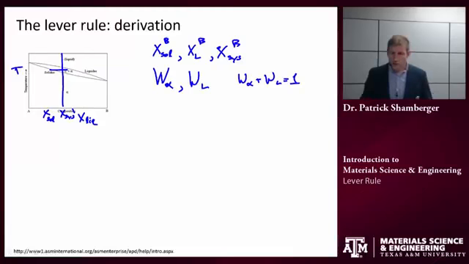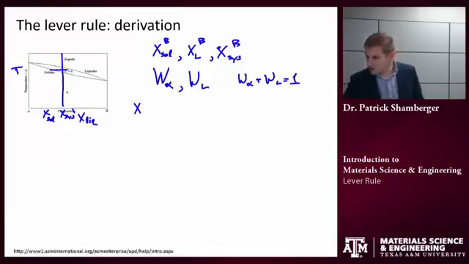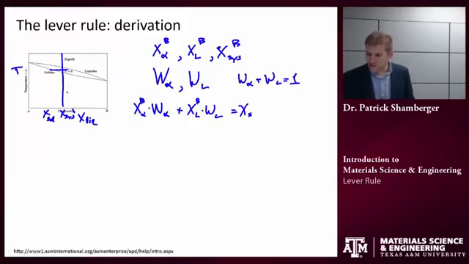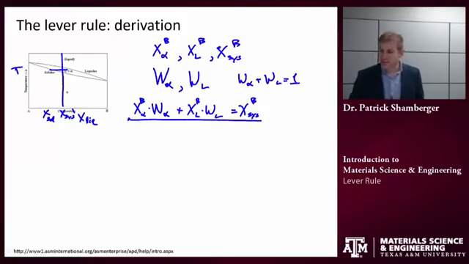Okay, so what does the mass conservation tell us? Well, the composition of the solid, just to be consistent, we're going to use alpha here. The composition of alpha times the mass fraction of alpha plus the composition of the liquid times the mass fraction of the liquid is going to equal the composition of the system times the mass fraction of the system, which is just 1, right? So this is basically a mass balance equation.